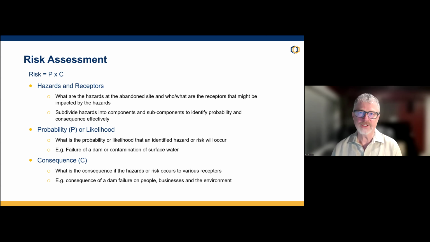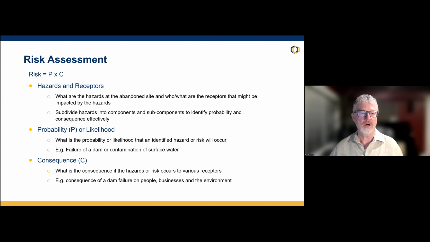Then for each hazard, we assess what is the probability or the likelihood that that hazard will actually occur, and then to which receptors. So for example, water contamination. When we would go to a site, we would assess and look at it to understand whether there is a probability of water contamination. We may need to collect samples and do analysis and that sort of thing. And then we would assign a probability that there is contaminated water at the site.